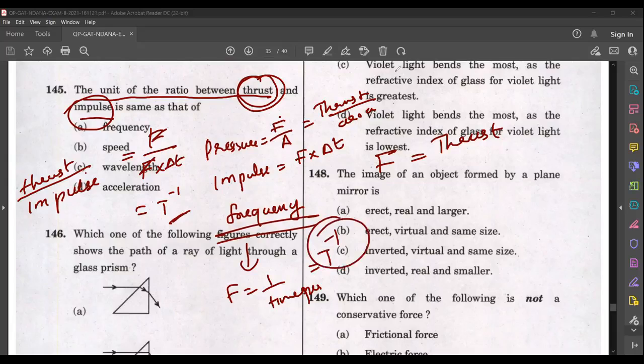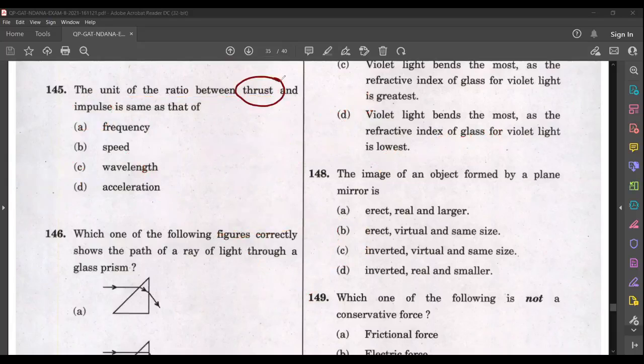Okay. So here they are asking what is the ratio between thrust and impulse. What unit you will get? So answer is frequency. Unit of frequency is what you are getting. So only you need to know the equation of thrust and equation of impulse. Substitute that, you will be getting the answer. So moving to the next question.